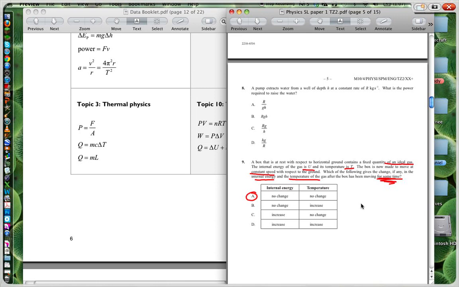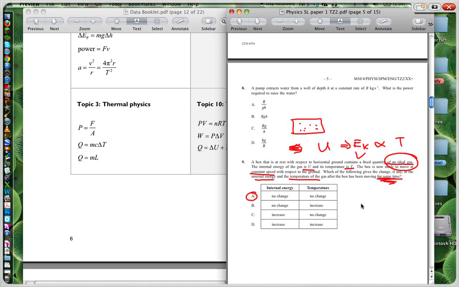So, you've got a box, it's stationary, it's got a gas inside it. In actual fact, because it's an ideal gas, the internal energy, the U, is all made up of kinetic energy. The internal energy is equal to the kinetic energy, because with an ideal gas we assume that there are no intermolecular forces. So basically it corresponds to the kinetic energy, which is proportional to the temperature. The temperature is a measure of the average kinetic energy of the molecules. Now, that is to deal with velocity.